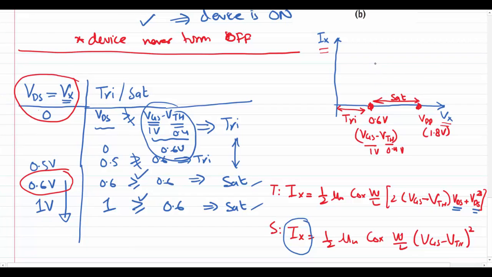So we can say that Ix remains constant for all values of VDS, which is Vx, and in the triode region we can see that Ix is going to behave in a quadratic fashion because we have a square over here. So the graph is going to be something like this, where this is the point where the mode of operation changes.